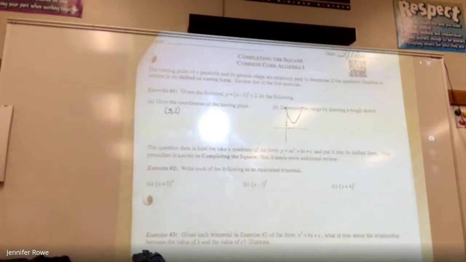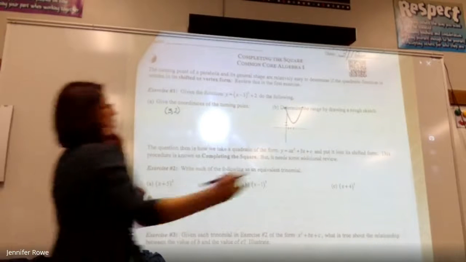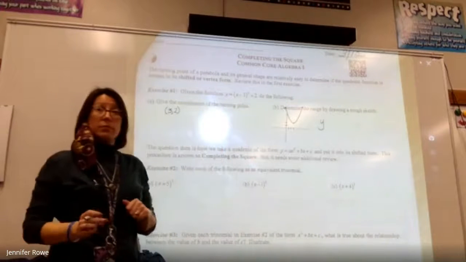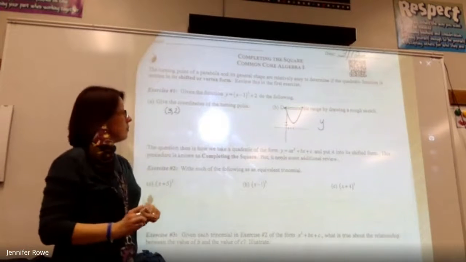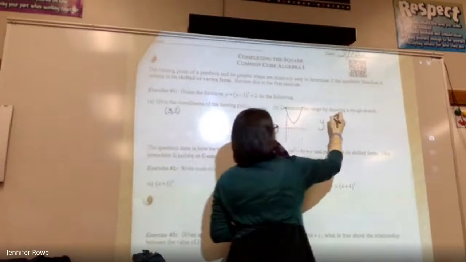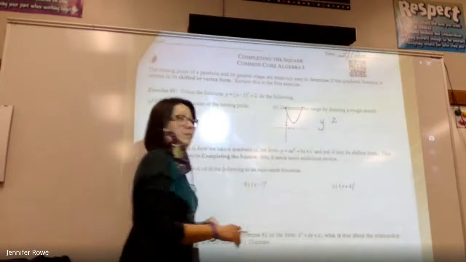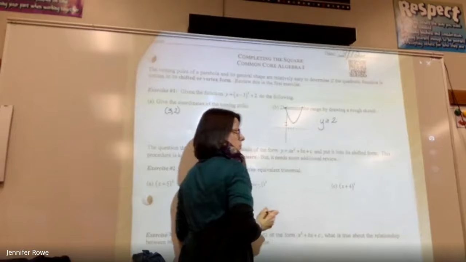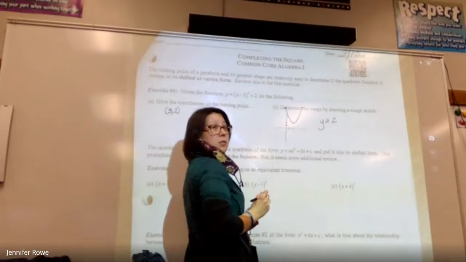Range is what letter? Y. Y's, good. So what is my Y doing? Where is it starting? What's my Y number right here? Two. Two. And what does it do from there? Goes up. So you can tell me this. Or what else can you tell me?